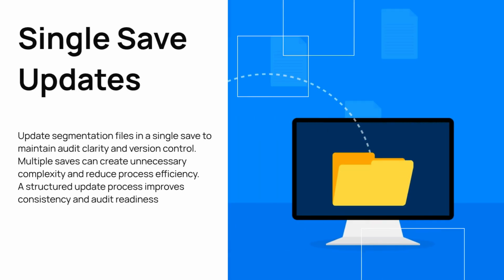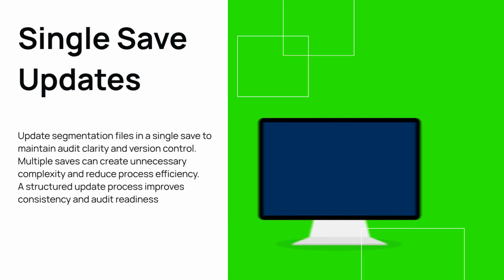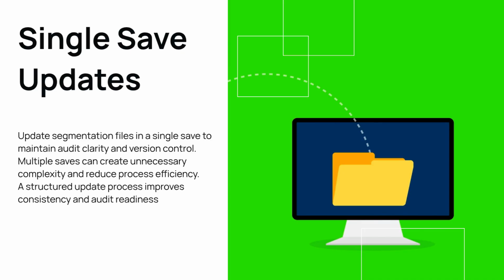Updating the segmentation file in multiple saves is a mistake. It can complicate audits and create unnecessary versions. Make all required changes in a single save. This improves clarity, consistency, and efficiency. A structured update process supports better audit readiness.